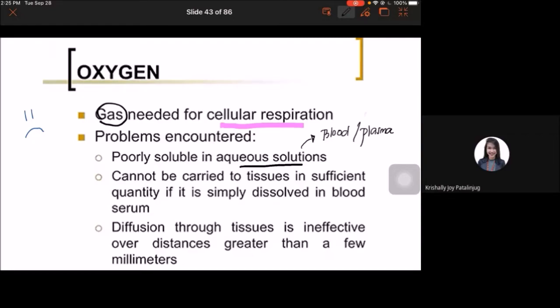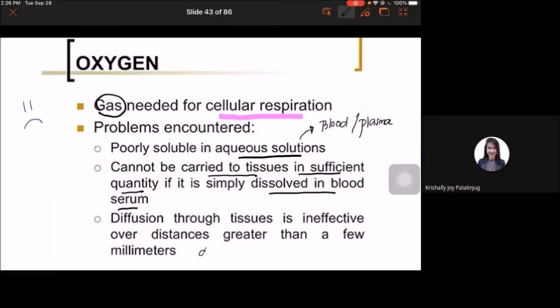Another thing, if it does not easily mix with blood, it is really difficult to distribute. Another thing, if ever it does go along with the blood, the problem is that the quantity being distributed to the tissues is not significant. When it does mix with blood, not that much oxygen is distributed to the tissues. And the last problem that oxygen encounters is that it is said to be distance dependent. This is distance dependent. When we say distance dependent, if the oxygen gas is just a little space away from the tissues, it is no longer distributed.